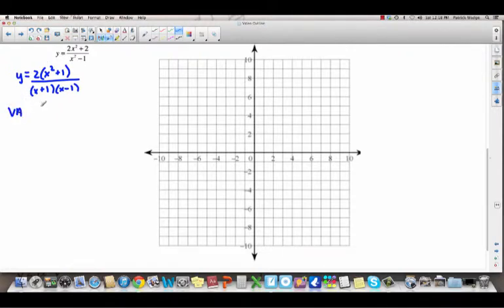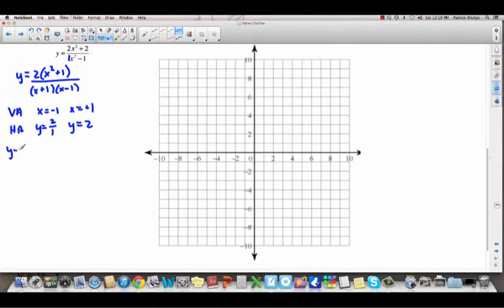Okay, vertical asymptote. It's where the bottom, the denominator, equals 0. Well, that would happen when x equals negative 1 or x equals positive 1. The horizontal asymptote. We have to look at the degrees of each polynomial. The top polynomial has a degree of 2. The bottom polynomial has a degree of 2 as well. Oh, it's got the same degree. Remember how to find the horizontal asymptote? Take the leading coefficients and divide them. So it's y equals 2 over, what's the leading coefficient here? 1. 2 over 1. In other words, y equals 2 is your horizontal asymptote.